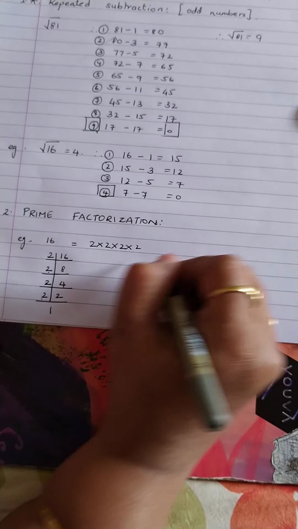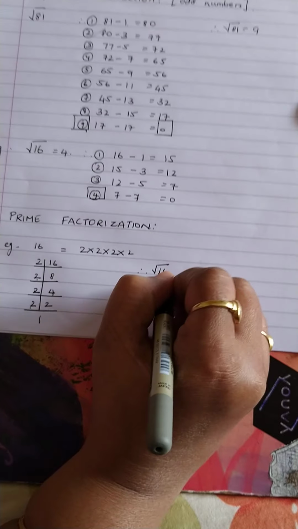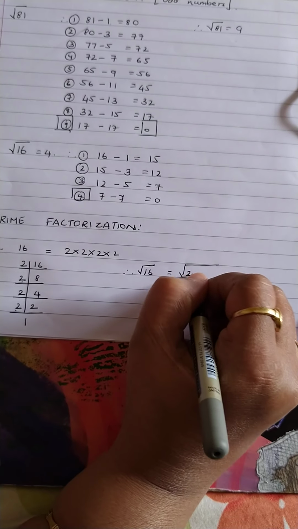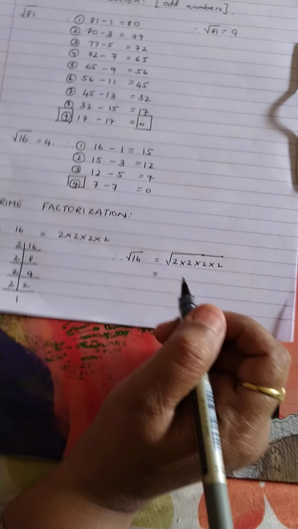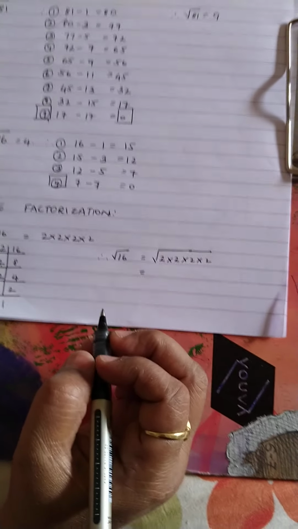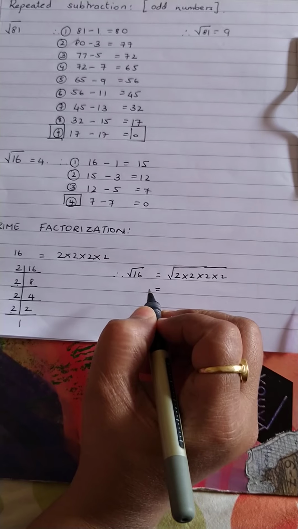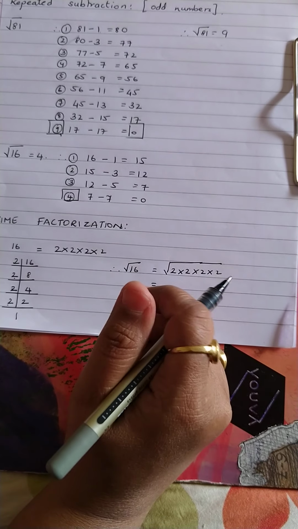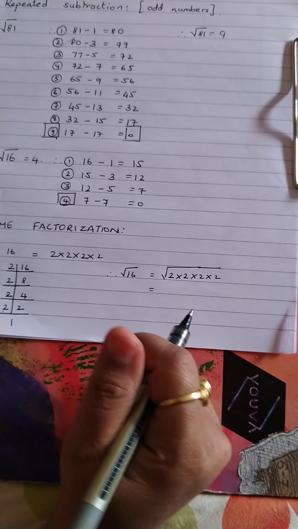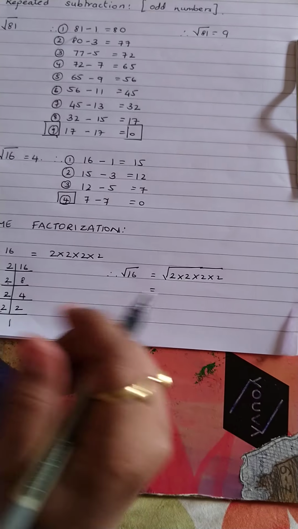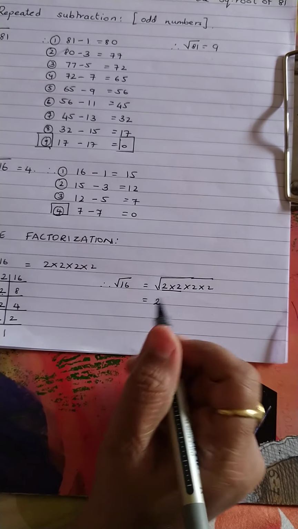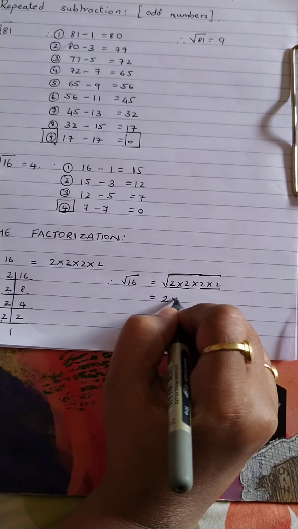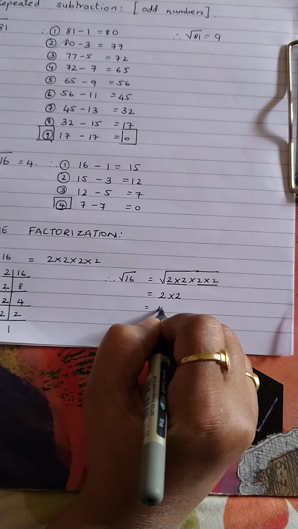Therefore, the square root of 16 will be the square root of 2 into 2 into 2 into 2. Now, children, what you need to remember is whenever we want a number to come out of the square root, it needs to come out with a pair. For example, if there are two 2's, then one 2 will come out. This 2 also has a partner, so one 2 came out. So the square root became 4.